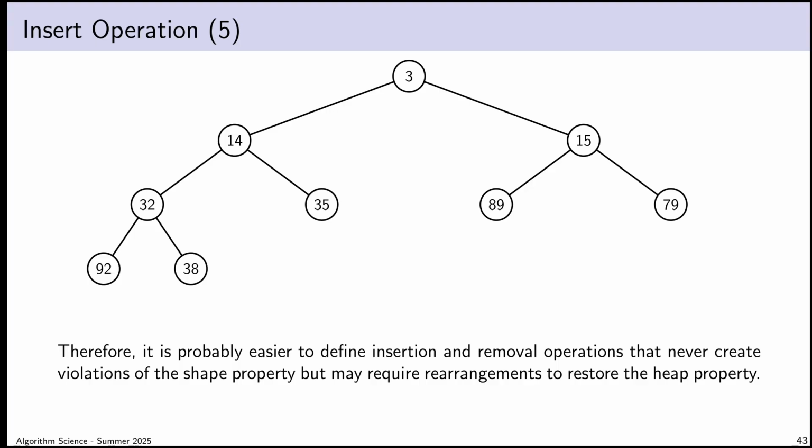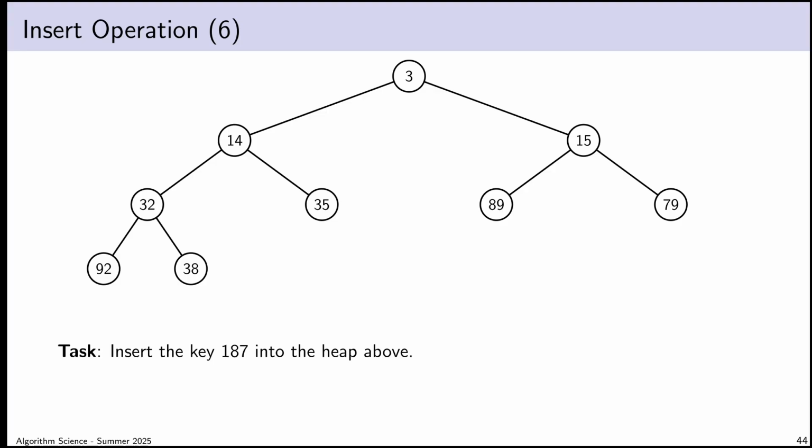So the way I'll do insertion is I know what my tree is going to look like when I'm done. So I know I'm going to have a new node down here. I'll just stick my new key into the new node that I know I will have to create, and then not modify the structure of the tree again during the insertion. Instead, I will then see whether I have any heap property violations and then rectify them. Okay, so let's do the insertion of 187.